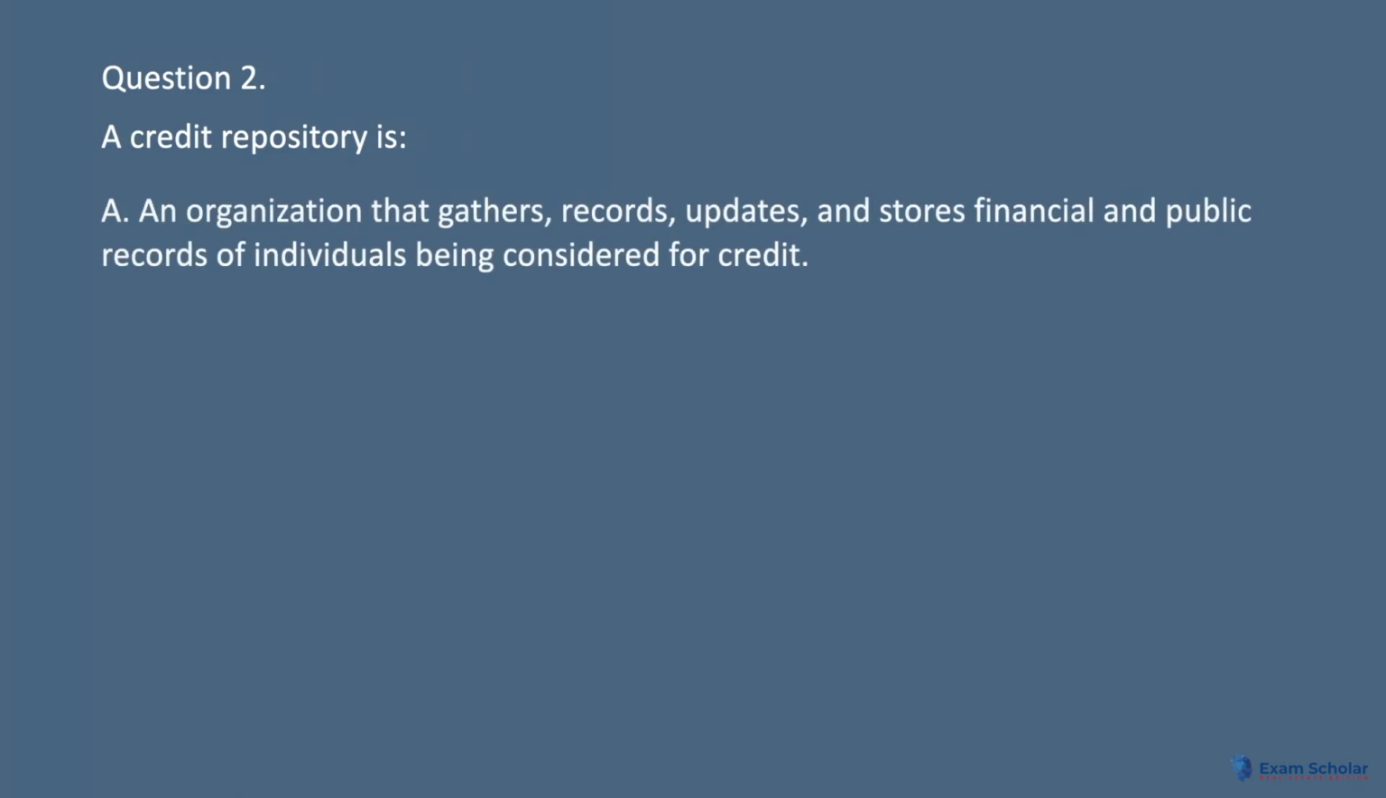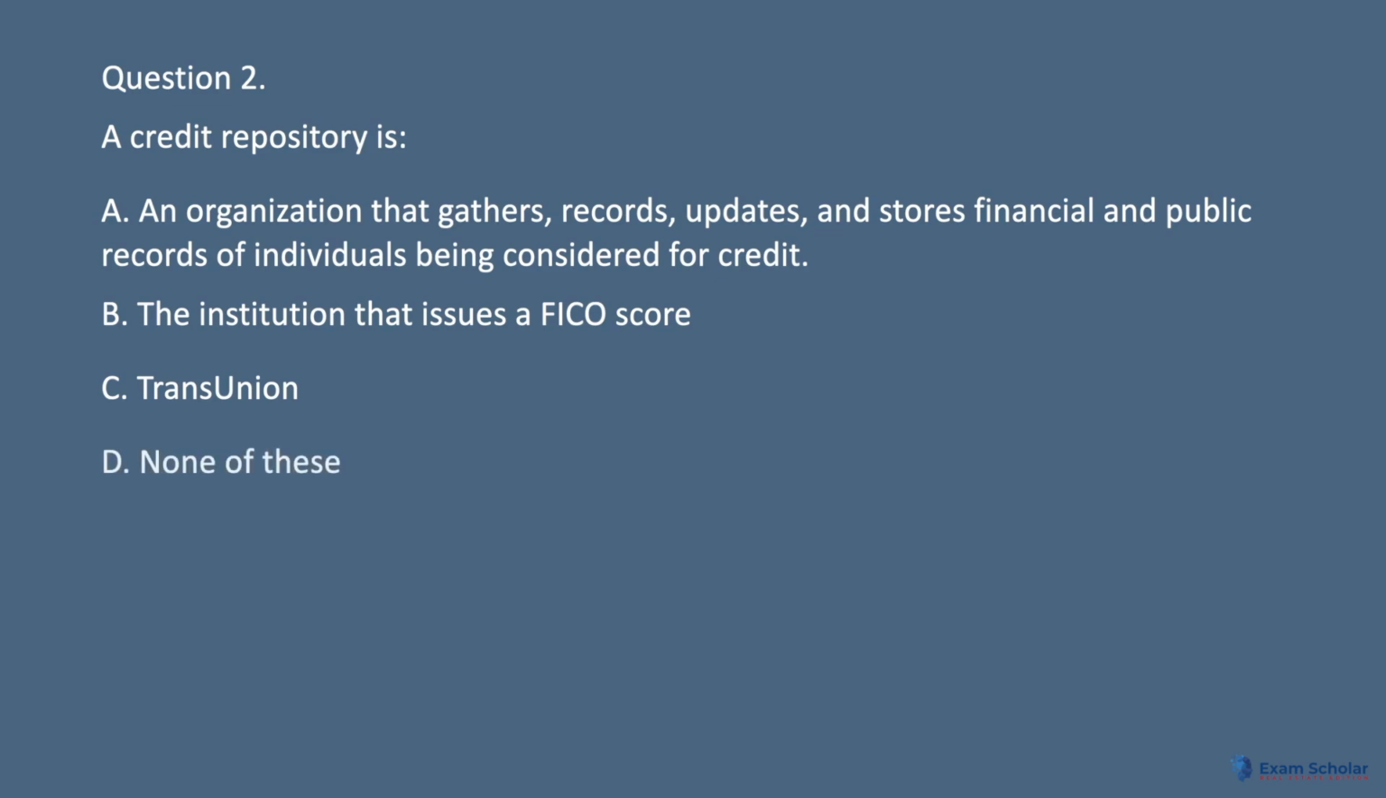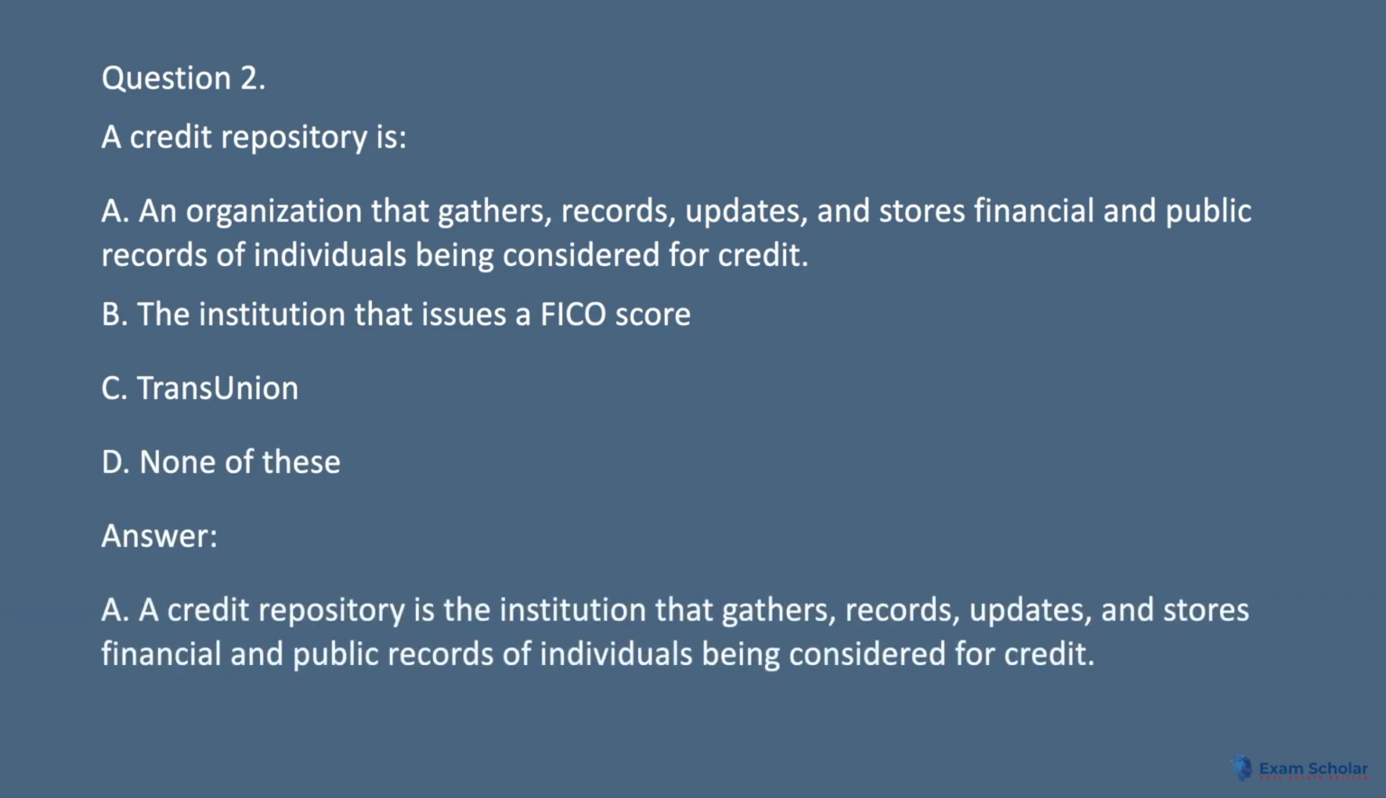Question 2. A credit repository is A. An organization that gathers, records, updates, and stores financial and public records of individuals being considered for credit. B. The institution that issues a FICO score. C. TransUnion. D. None of these. Answer. A. A credit repository is the institution that gathers, records, updates, and stores financial and public records of individuals being considered for credit.